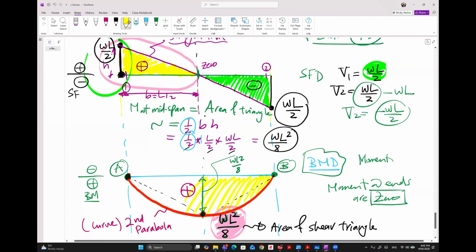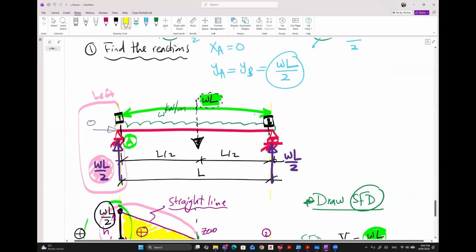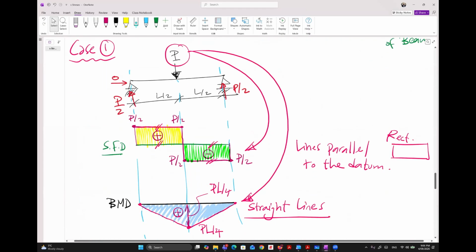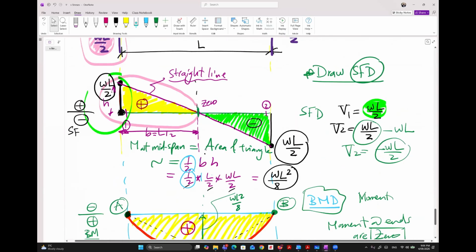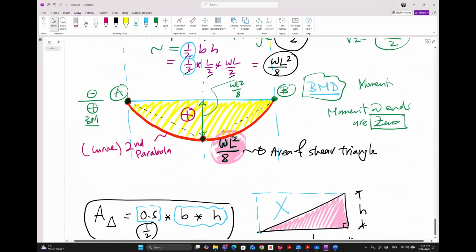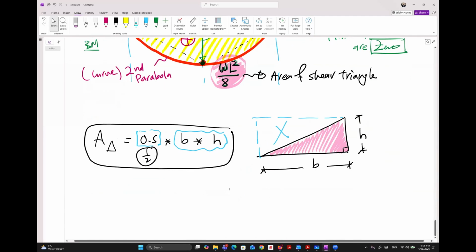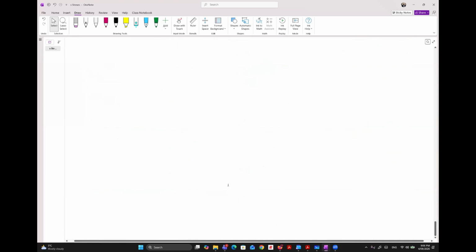For a uniformly distributed beam, this shape is different from the previous shape for the simply concentrated or point load. Is that correct? So here we have a parabolic, and the value is WL squared divided by 8. So now you understand both, or you have a question, guys?